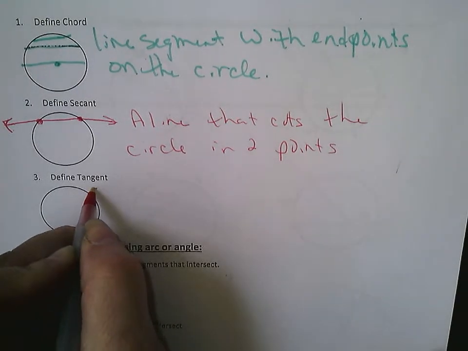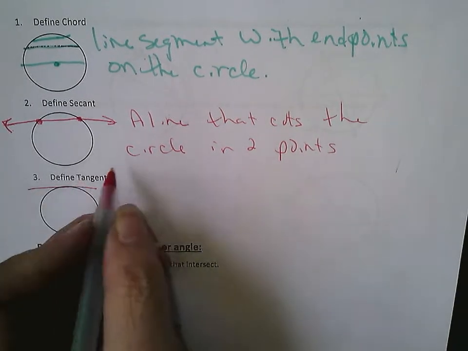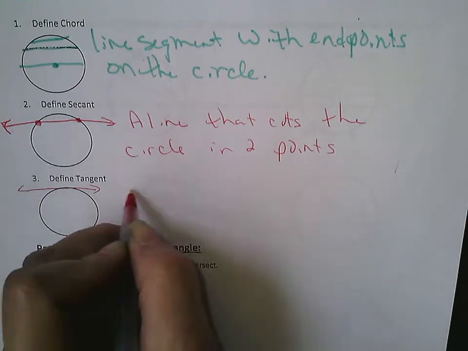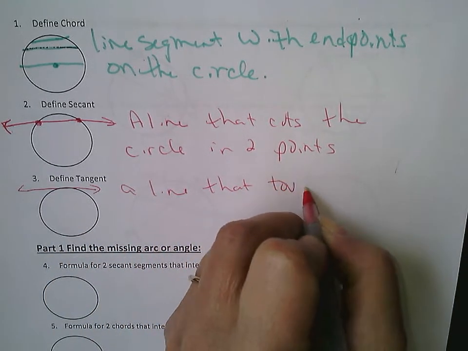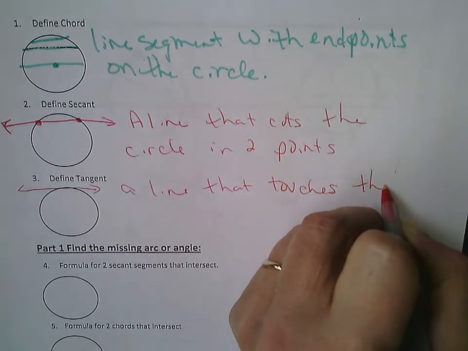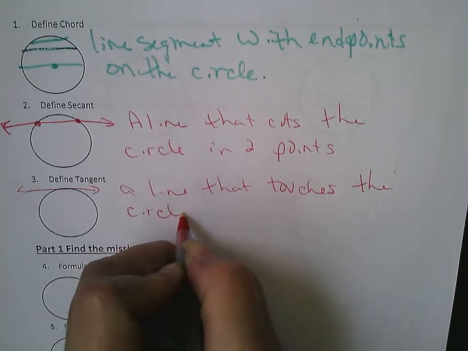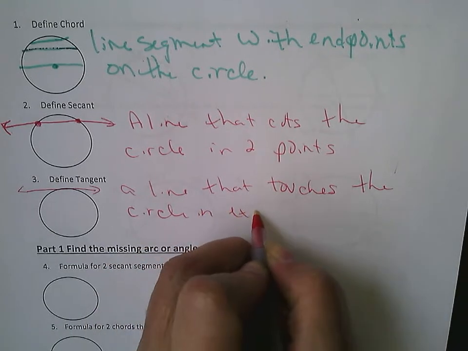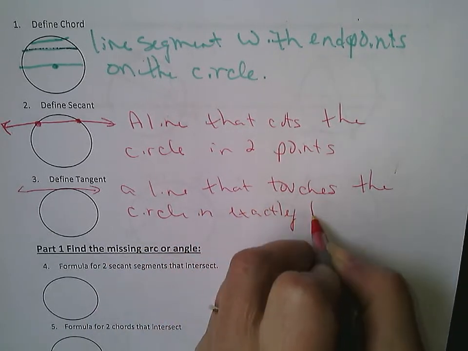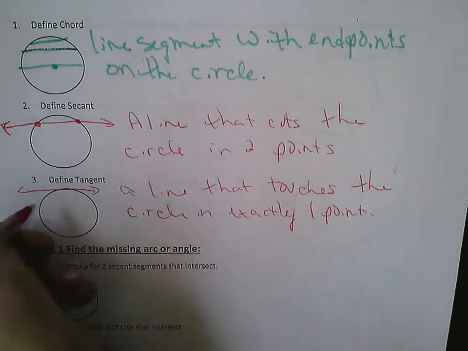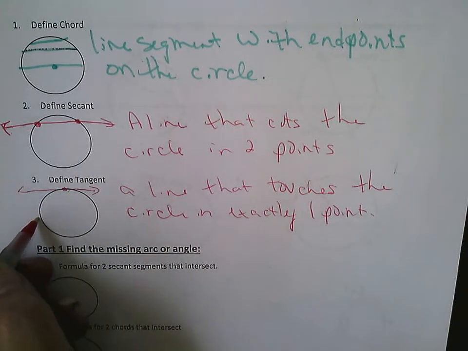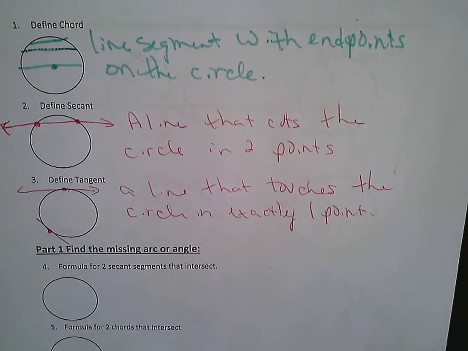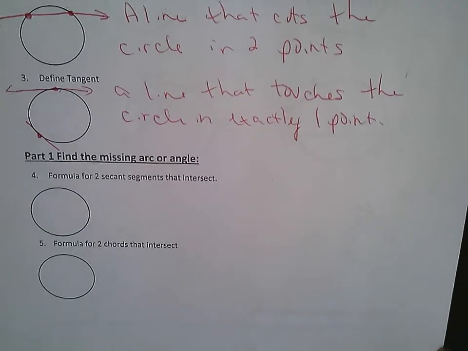A tangent is a line that touches the circle in exactly one point. So it only touches right here. It looks like it's more than that, but really it isn't. It can be anywhere, down along here, just as long as it touches the circle at only one point.